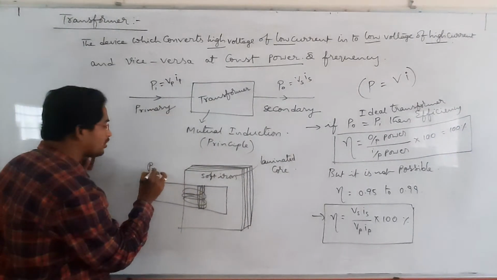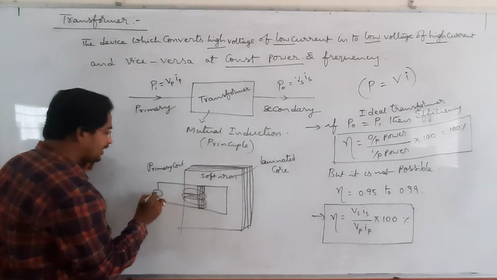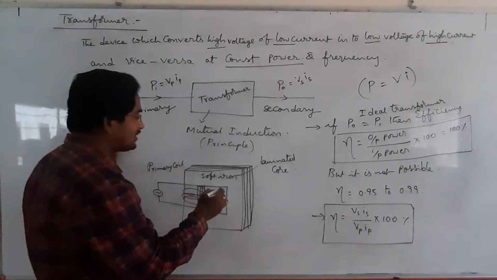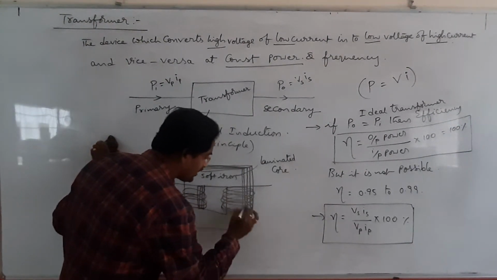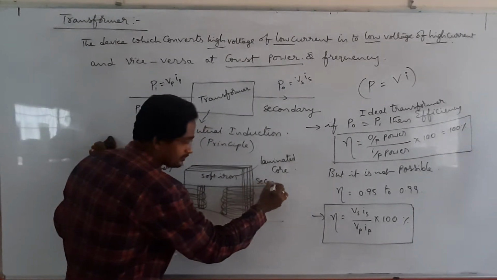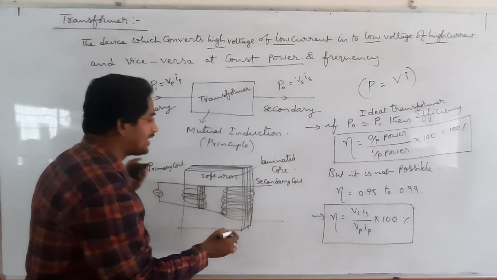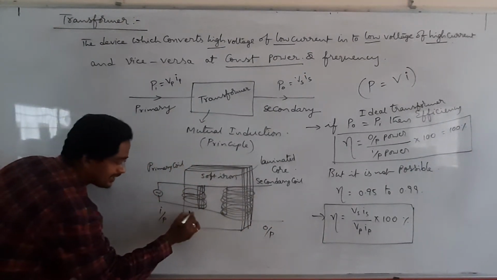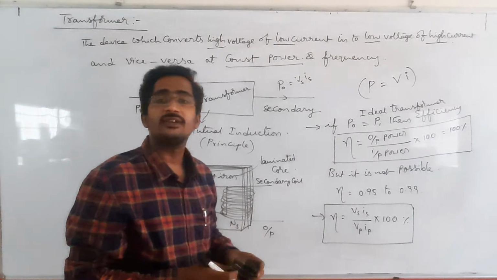This is called the primary coil. For this one we give the input voltage. And here there is a coil called the secondary coil, maybe with more turns. The output is taken across this and we give the input across the primary. The number of turns in the primary is NP, and the number of turns in the secondary is NS.